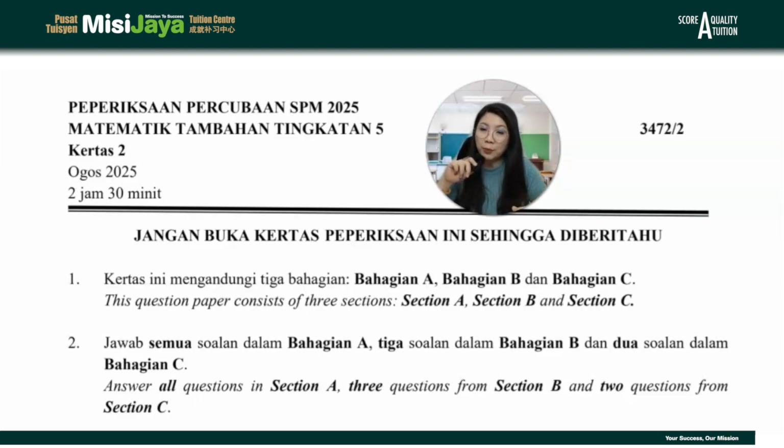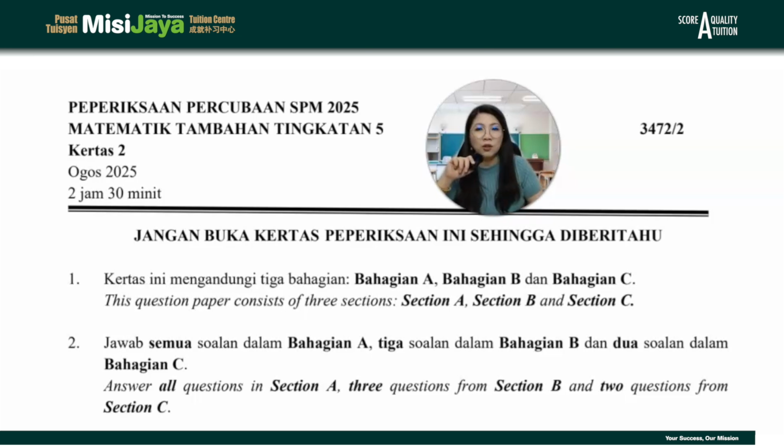In today's video, I'm going to discuss the Malacca Add Maths trial paper 2025. This paper is 2 hours and 30 minutes and students are required to answer 3 sections, which are sections A, B and C. For section A, students have to answer all the questions, and in section B, students have to answer 3 out of 4 questions. Okay, and section C, students have to answer 2 out of 4 questions.